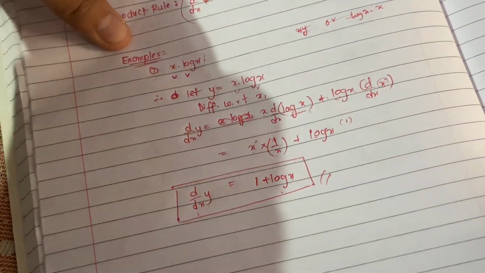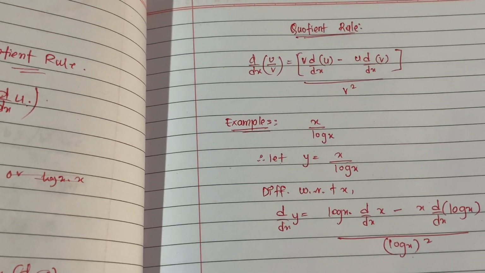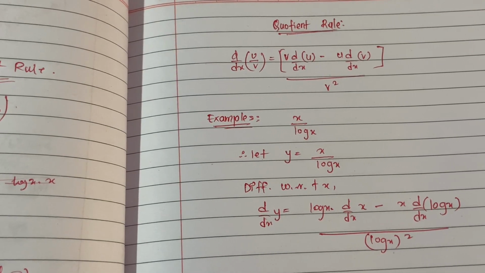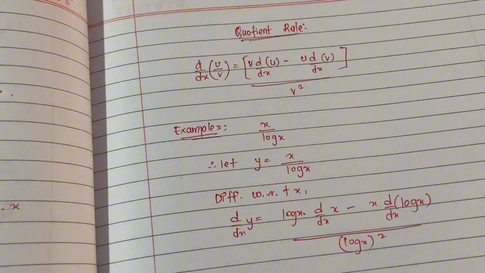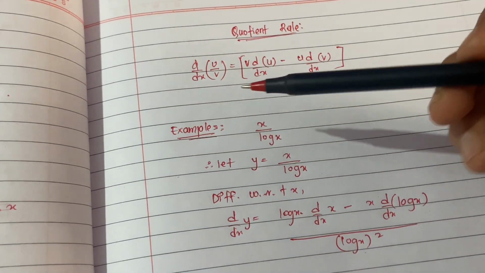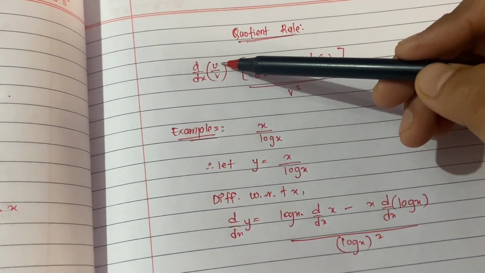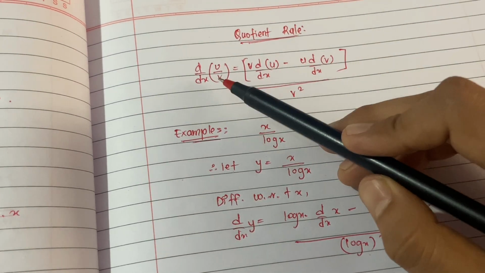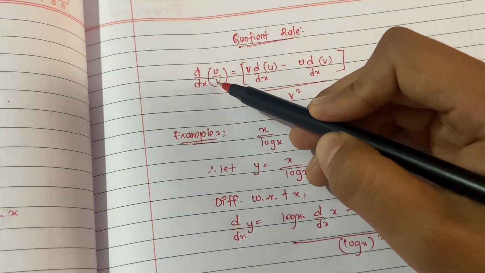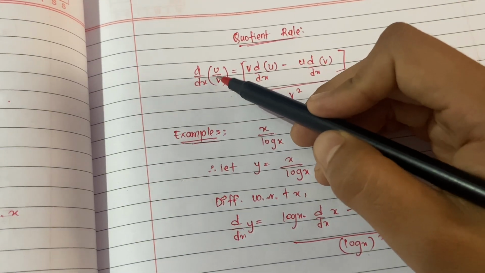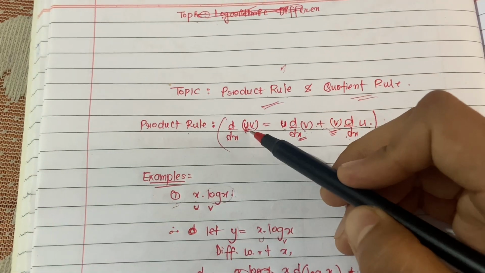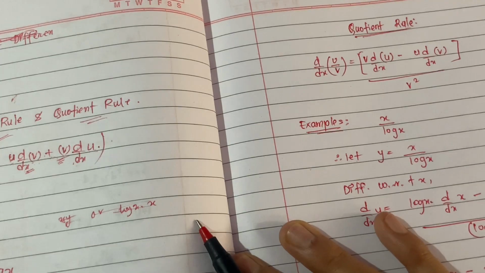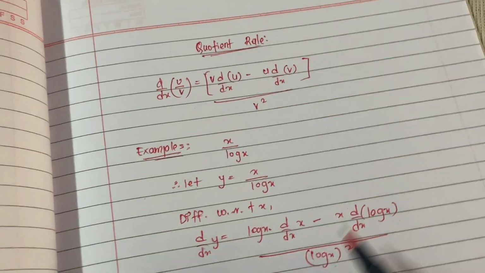Simple. Now let us see the second rule, that is the quotient rule. This formula is a bit complicated, but it is one of the easiest too. So how are you going to remember it? d by dx of u by v. Here v is in the denominator, isn't it? In the product rule there was multiplication, and u was in the front. Here in the division u by v, what are you going to do?